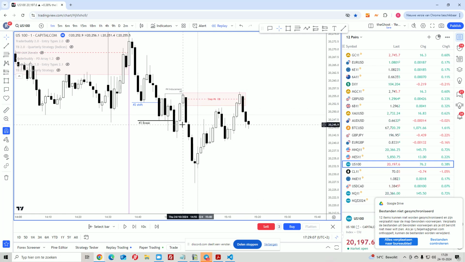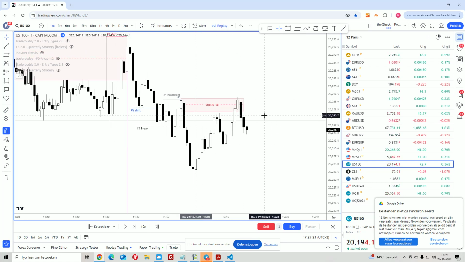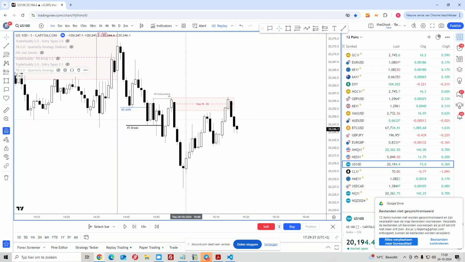So why? Well, because we broke this level here. So step 3 and step 4 were completed. The inducement was made. Step 5 is the inducement. It was taken. And now we create a bearish order block. As soon as we trade back into the order block, that's our entry. Short position.